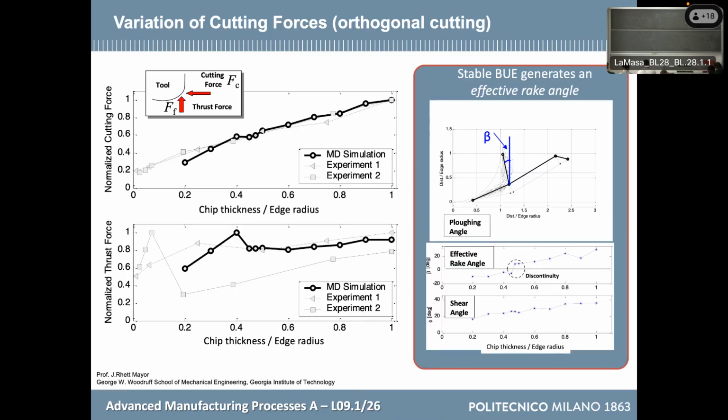What we can see is that if I put on the x-axis just the ratio between the chip thickness and the edge radius, this is the ratio that is important for us, you see that the cutting force doesn't feel anything. So I start from a small value and it is continuously increasing. Maybe a little flat portion here, but it is like FC is not feeling anything about this transition between the negative effective rake angle and the positive one.